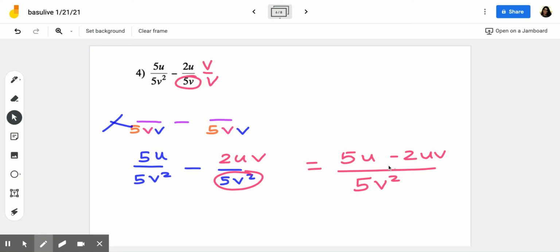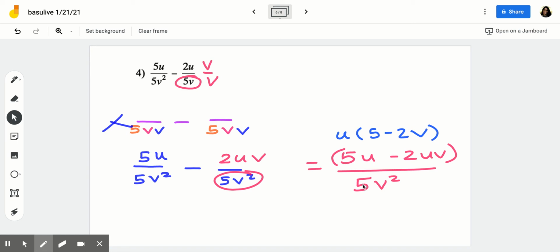Now you want to ask yourself, can you pull anything out? You can't cancel right now because it's connected by a plus or a minus. Could you pull anything out of this? You could pull out a u. Will it help you? No, because there's nothing to cancel with. So I just want to show you, could you pull out a u here? What would that give you? 5 minus 2v. Yes, but you wouldn't be able to cancel.